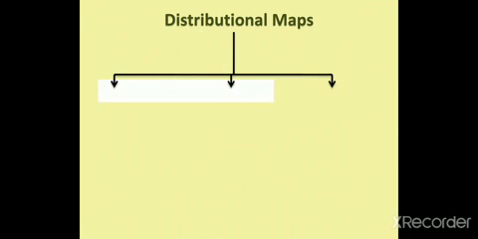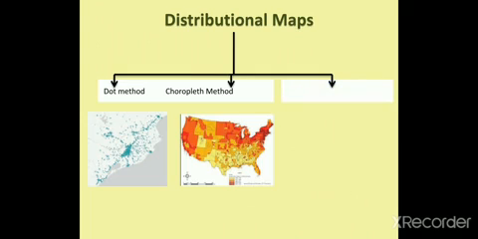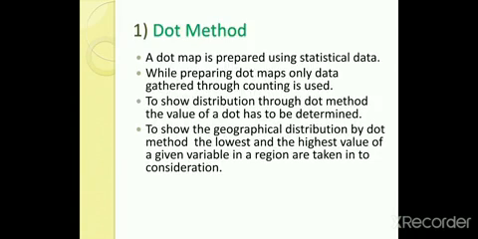There are three methods given. First is the dot method, second is the choropleth method, and third is the isopleth method. You have already learned about the isopleth method in the 7th standard. See first what is the dot method. One by one we will see that. First we will study about the dot method.